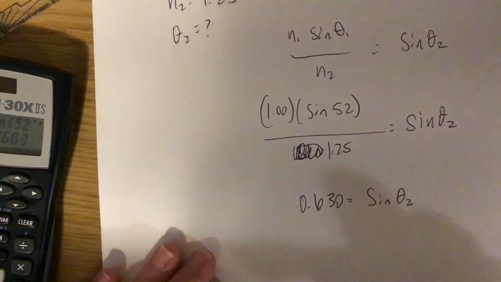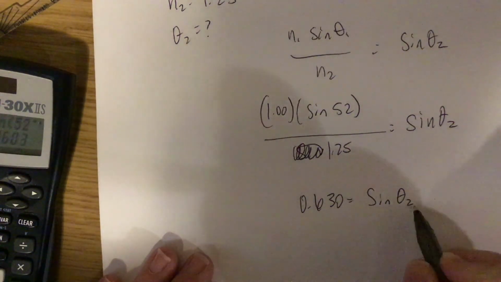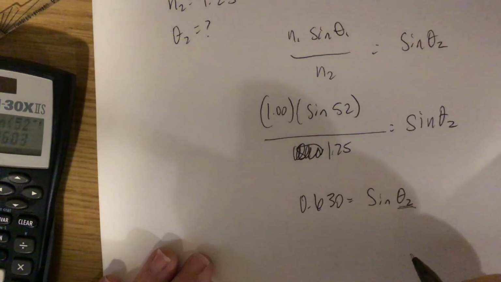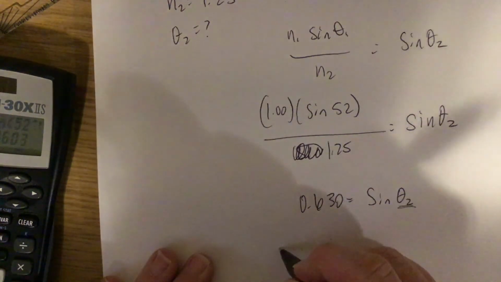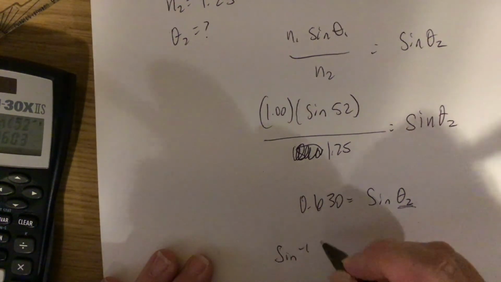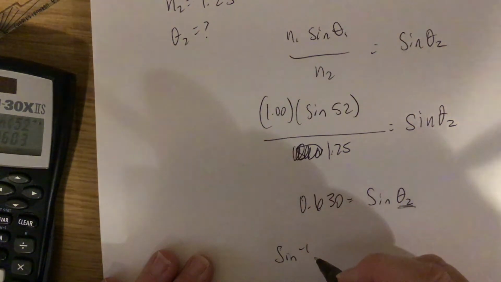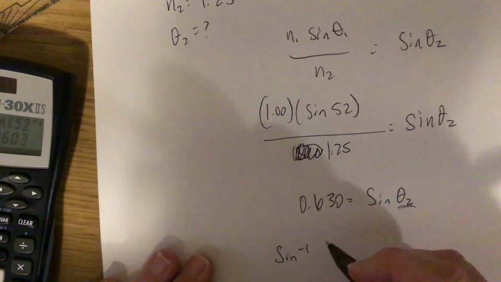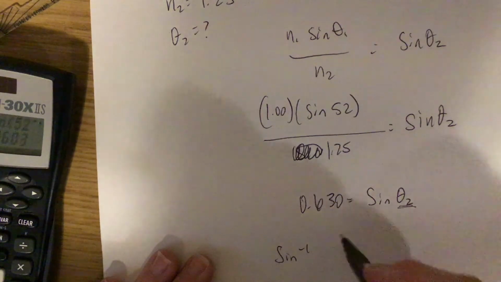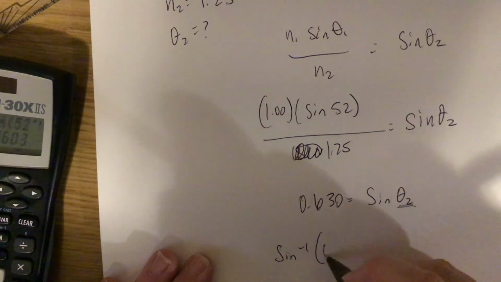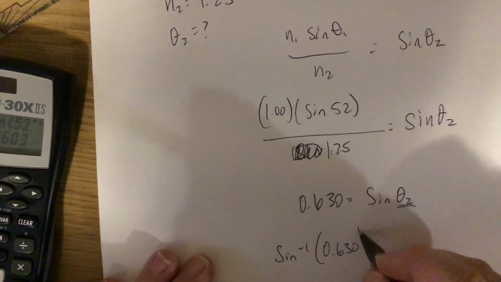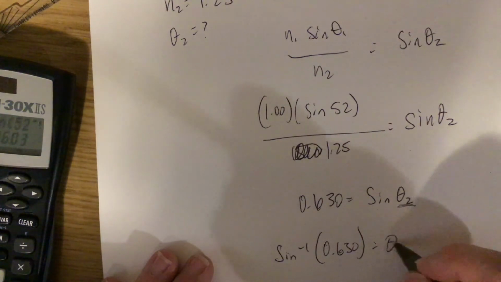Well, that doesn't give us our final answer yet because we need to know what theta 2 by itself is. So to get that, we'll say the inverse sine, and in most calculators, it's pressing the second button or the inverse button, then the sine button. It'll show up like this, sine minus 1. And then we put our number in here, 0.630 will equal our theta 2.